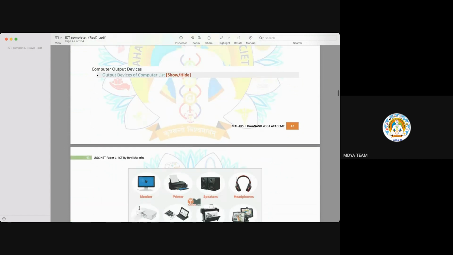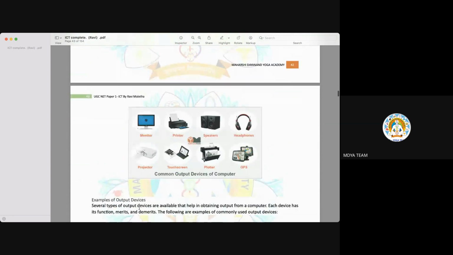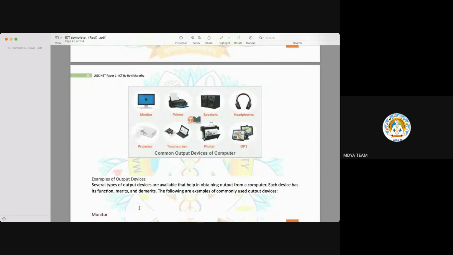Now, some computer output devices are given here. It may be a monitor: whatever is there is displayed on your screen, then a monitor is used. It may be a printer. Printer means you are giving some instructions and you want a hard copy for that, then you have to attach a printer to your system. Then speaker: if you want audio form output, then a speaker is attached to your system.